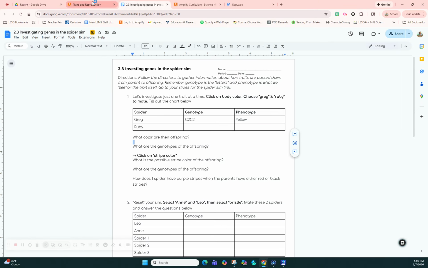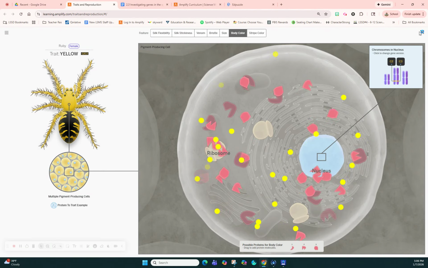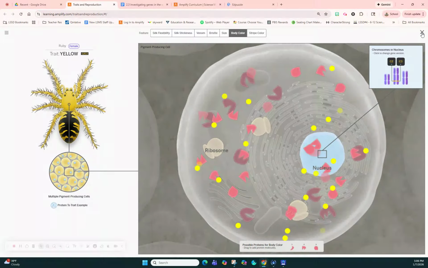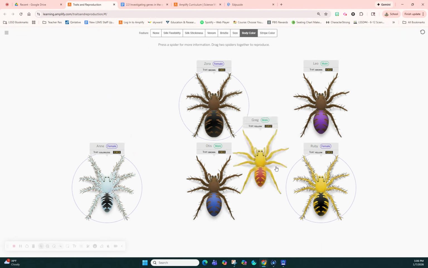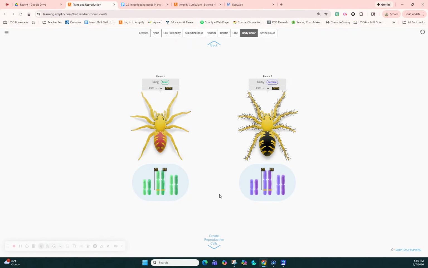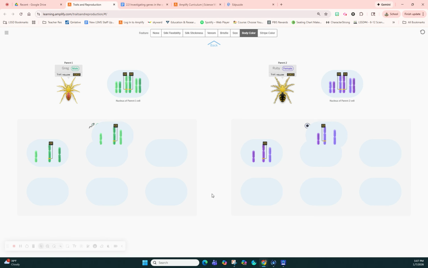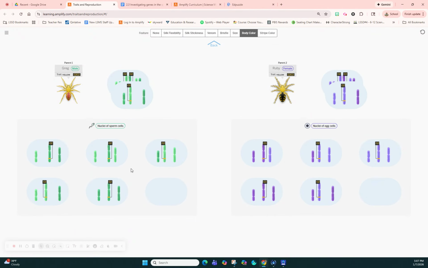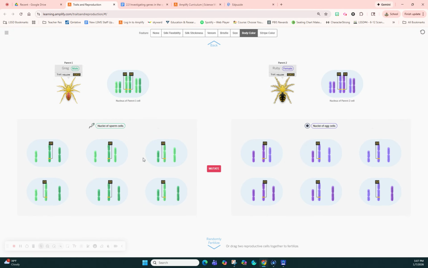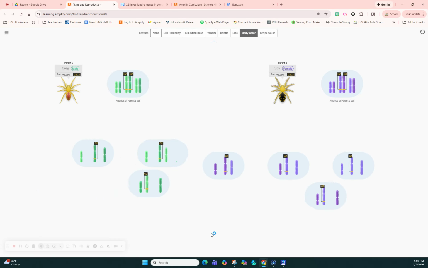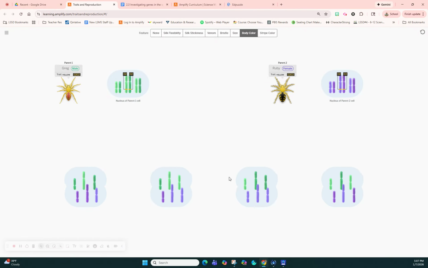Now, this is where we get to the fun part. Let's see what kind of offspring they might have. If I take my spiders and drag one over the other, what we're going to do is create reproductive cells. You can also skip to just doing the offspring, but let's see what this does. It's giving us their reproductive cells. We're not going to click that mutate. That's going to be for later. And then we can randomly fertilize to make some possible offspring.